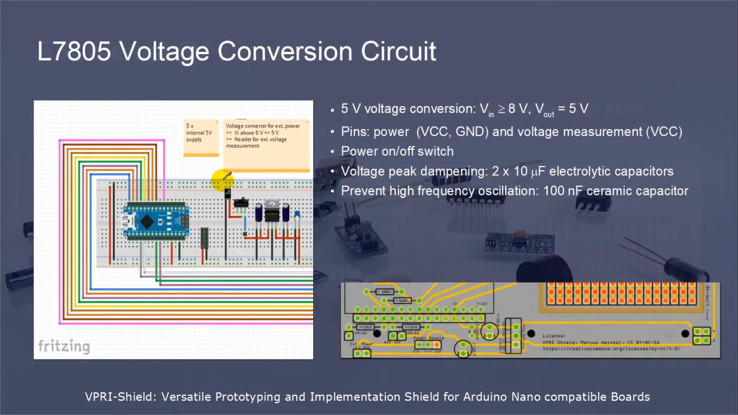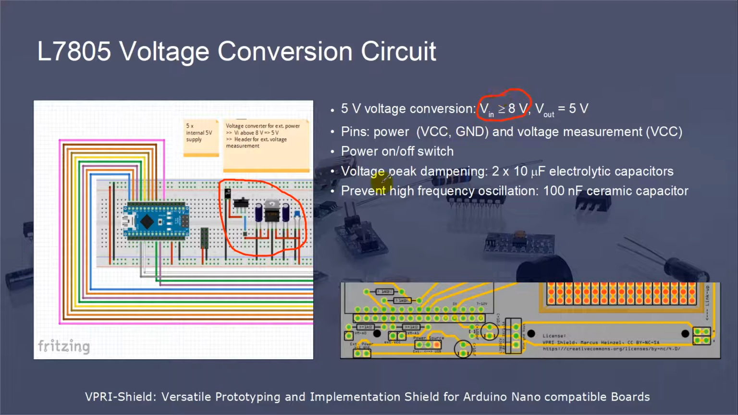The next circuit part is an L7805 voltage conversion circuit. This circuit is a bit more complex. You can use this circuit if you don't want to use the internal voltage conversion circuit of the Arduino board. The main reasons are saving the Arduino board from heating up and using voltages higher than the recommended maximum voltage of the Arduino board, which is 12 volts. The least input voltage of the L7805 conversion unit is 8 volts or higher.